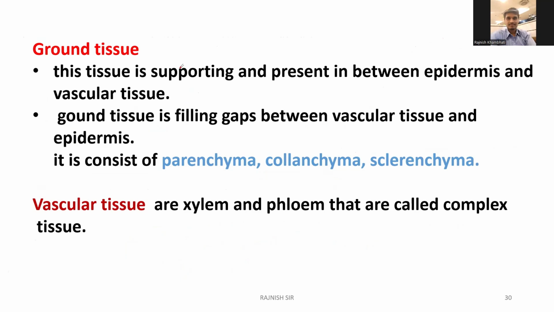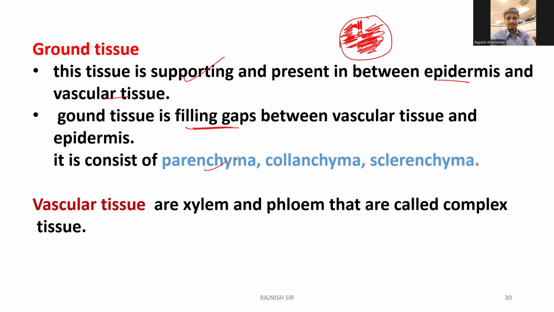Ground tissue. Remember, ground tissue is between the epidermis and the xylem and phloem. This portion, which I am highlighting right now, in between the xylem, phloem and the epidermis, is known as ground tissue. This whole gap. So ground tissue is supporting and present between the epidermis and vascular tissue. Ground tissue fills the gap between the epidermis and the vascular bundle.